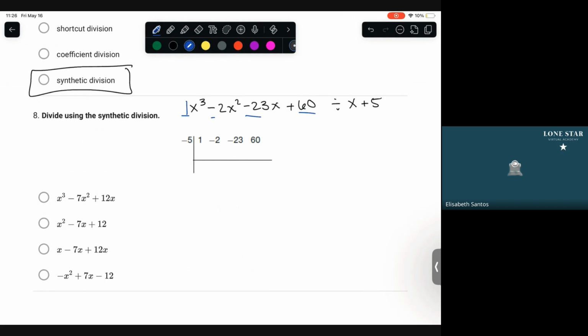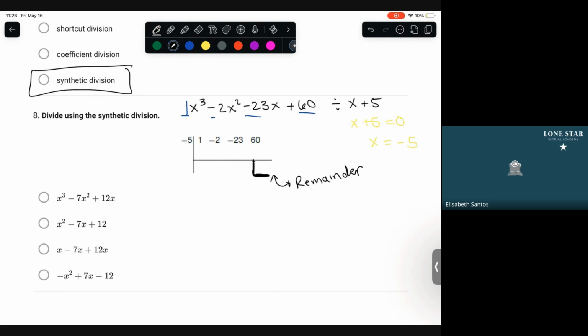Okay, and then right here, the x plus 5, you set it equal to 0, and we get that x is -5, so that's where that -5 comes from. And then whatever ends up in the last row or the last column, so I do like a little box here, that is your remainder.